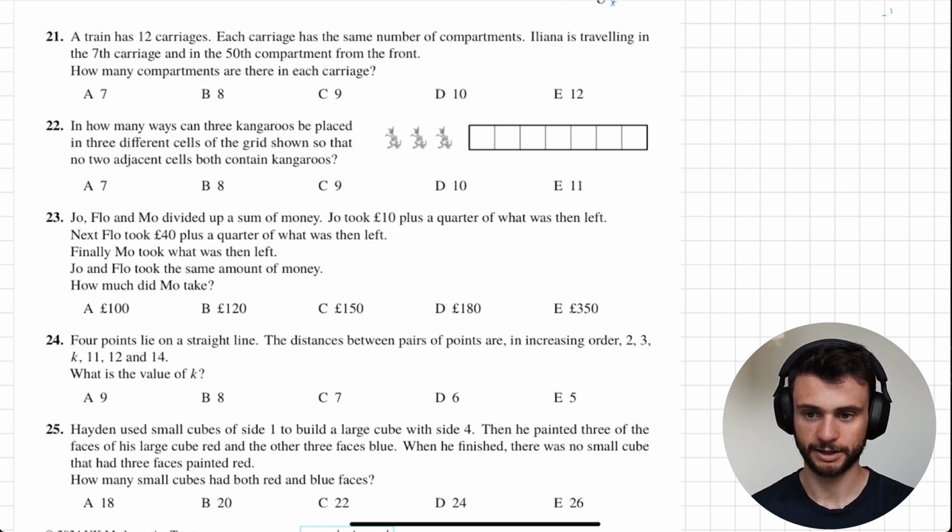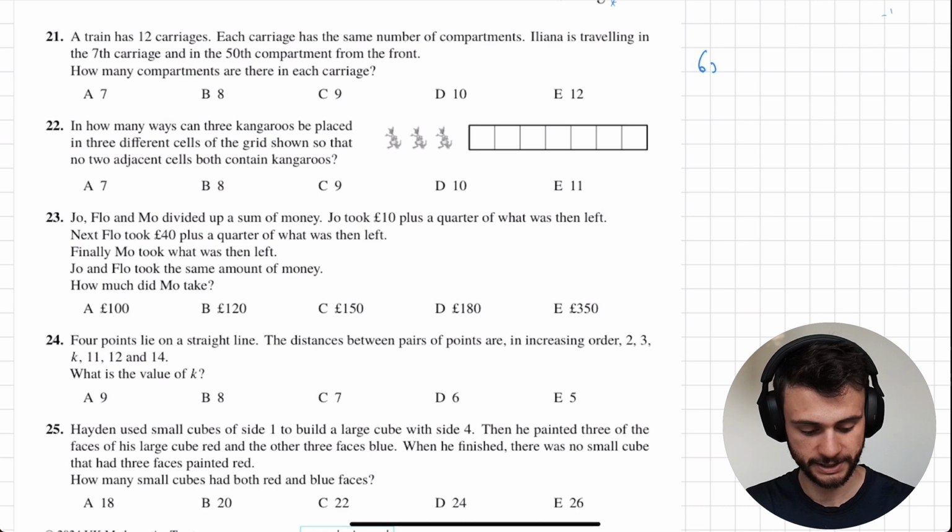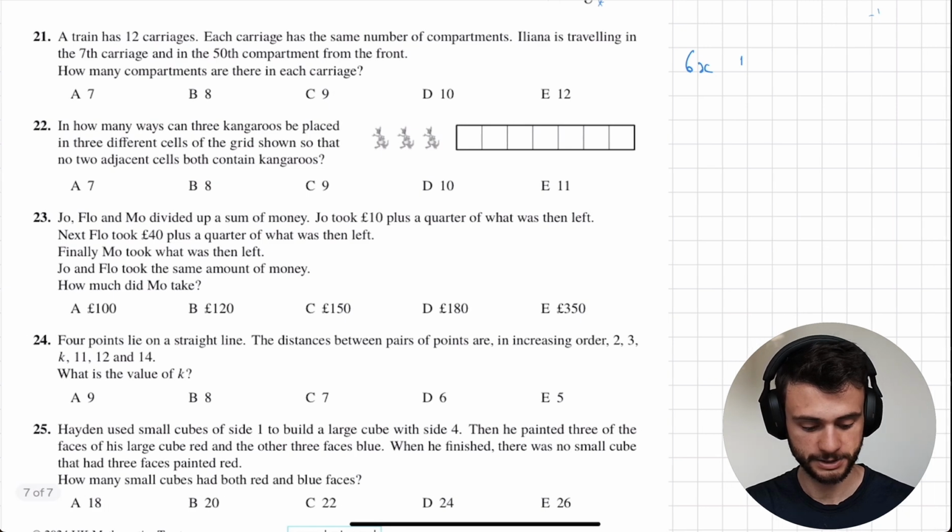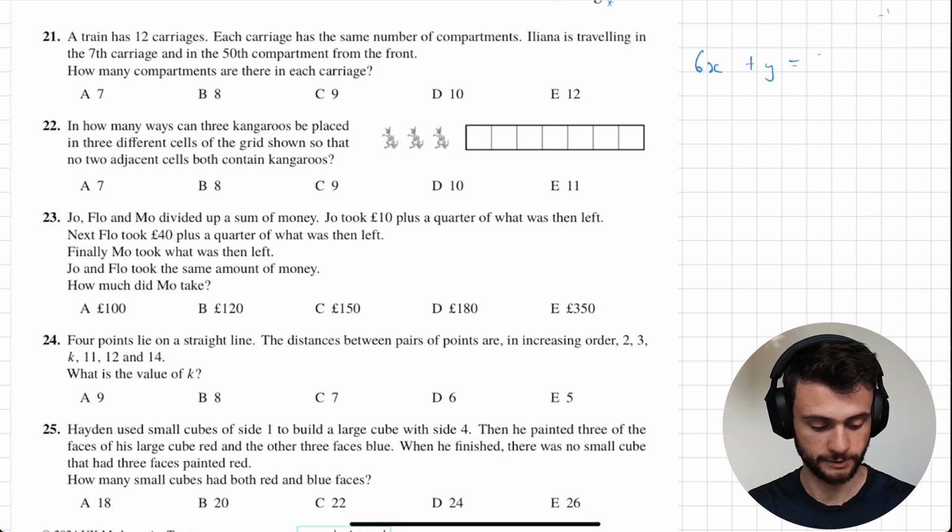She's in the 7th carriage. And let's say that there are X compartments in each carriage. So there's 6X compartments in all the carriages in front of her, plus the number of compartments in front of her in her own carriage. And the total of that is equal to 50.